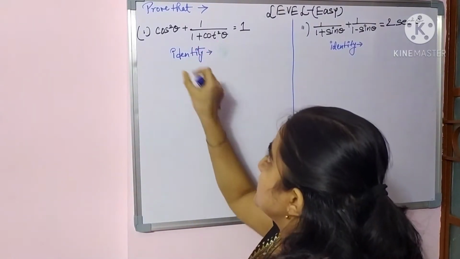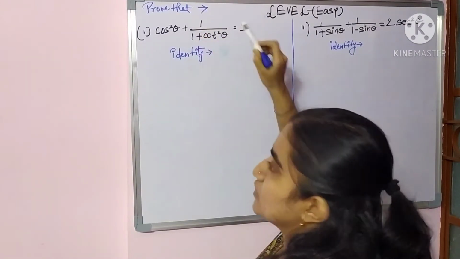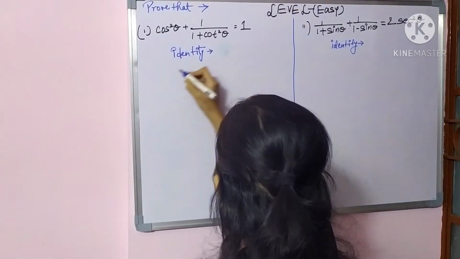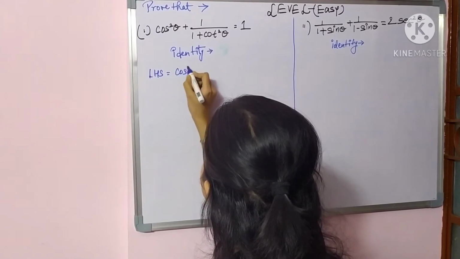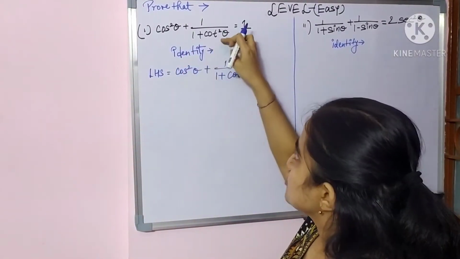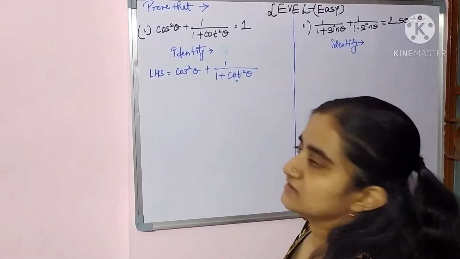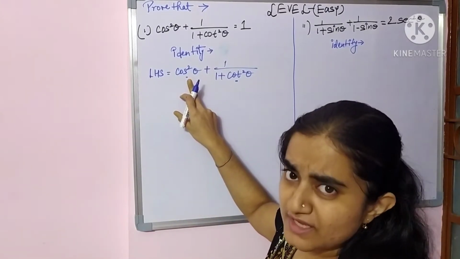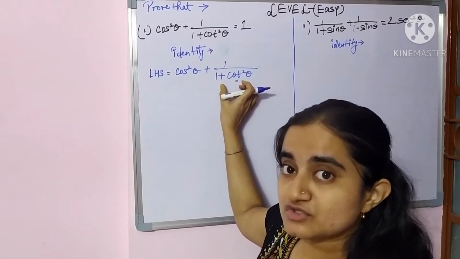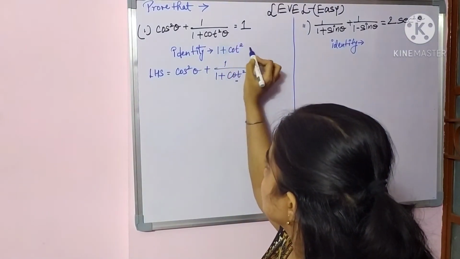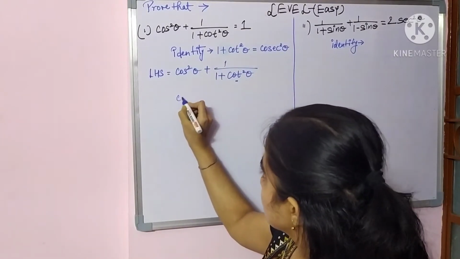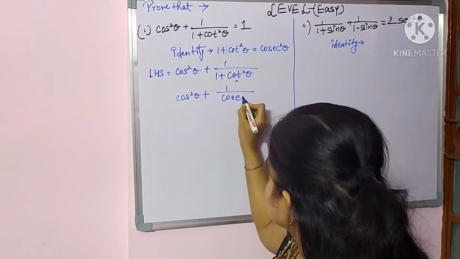So cos square theta plus 1 plus cot square theta equals 1. We have to prove that this equals 1. At first we have to take LHS and RHS. So this is our LHS, and we have to start obviously with this part. Now, which identity to put so that we can proceed? We don't have much detail about cos, and we can see 1 plus cot square theta here. And we know that 1 plus cot square theta is cosec square theta.